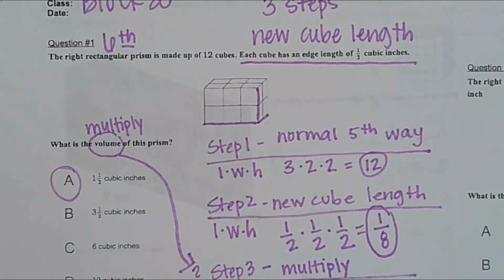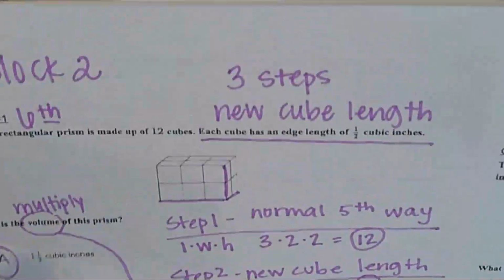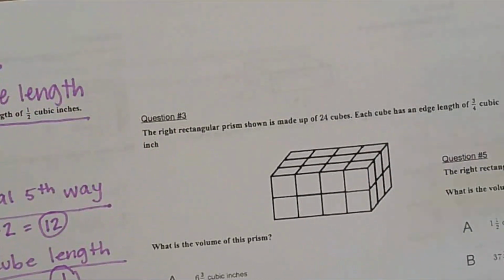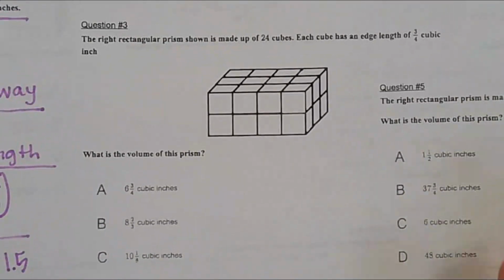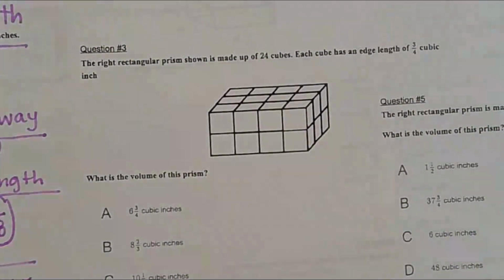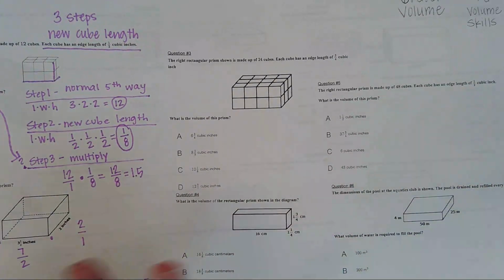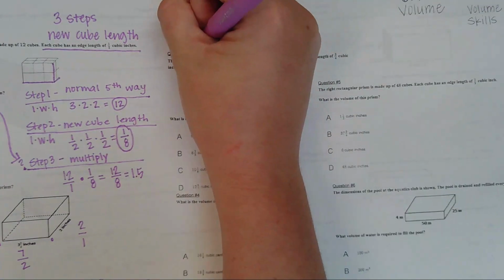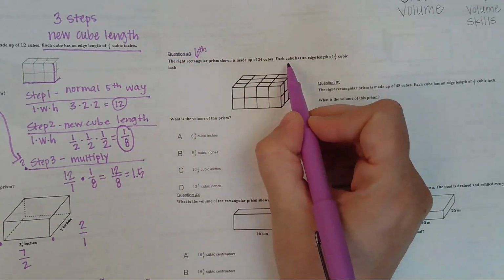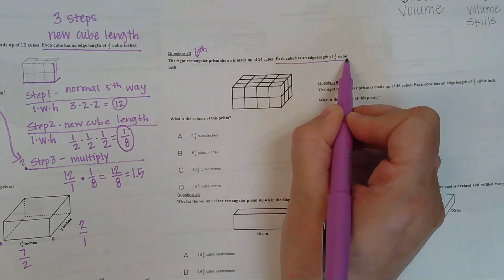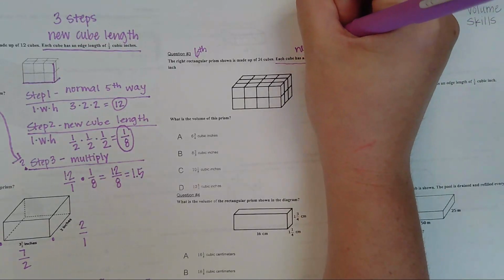So I want you to study number 3 and let me know. Don't blurt it out. Thumbs up when you know. Is it a 6th grade problem, or is it a 5th grade problem? And you can look back at 1 and 2 to tell you what it is. Okay? 5th or 6th? 6. It is. Because if you underline, each cube has an edge length of 3/4. That's your new cube length.